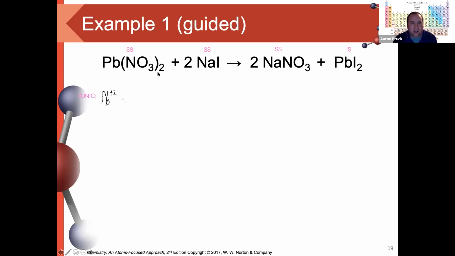Now, note that our stoichiometry rules are going to apply. So if I have subscripts around ions or coefficients around compounds, they are going to apply to everything. So my subscript of 2 tells me I have 2 nitrate ions here. My coefficient here tells me I have 2 sodium ions and 2 iodide ions.